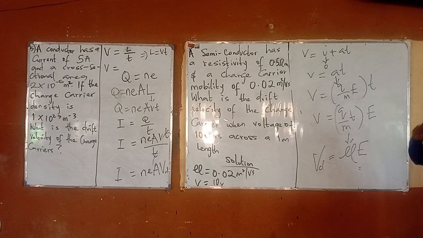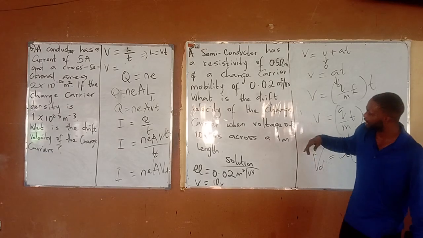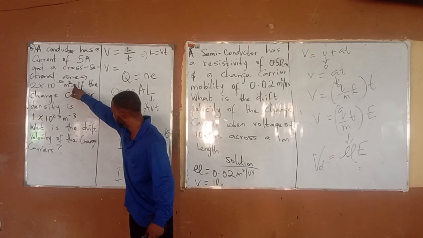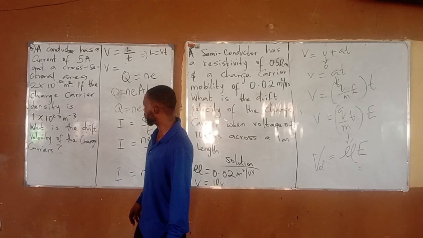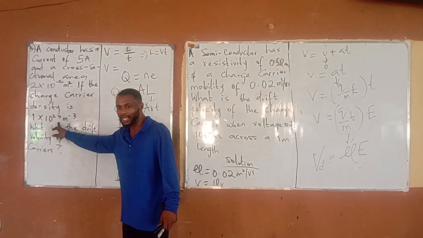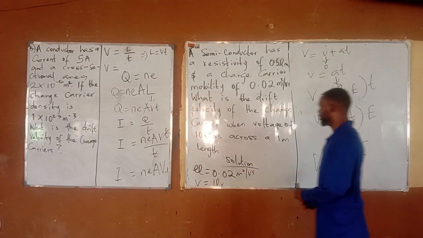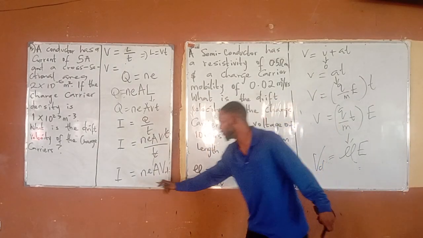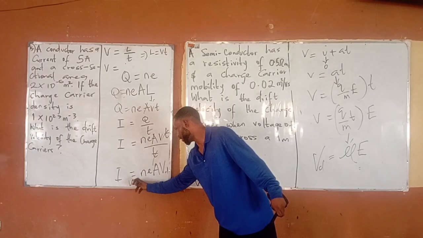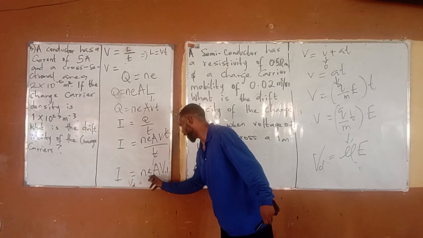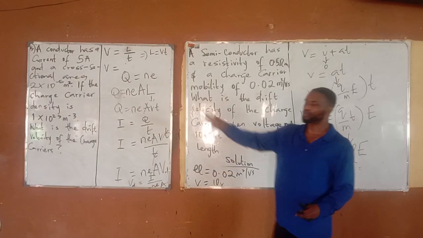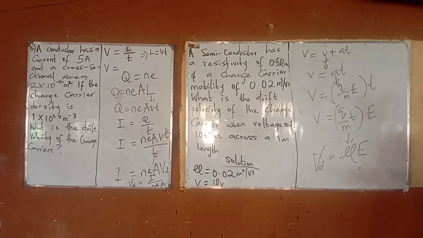So with this kind of question given to us, you can very well see that they mentioned area and they mentioned charge carrier density. So the one I'm going to be using is simply this particular one, VD equals I over NEA. This is the one I'm using to solve this question.